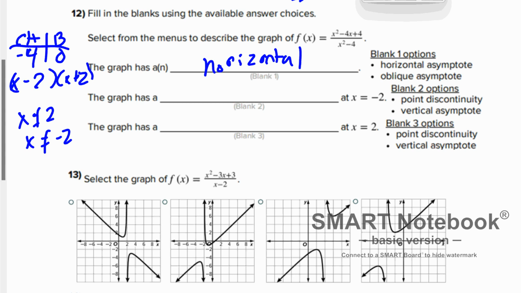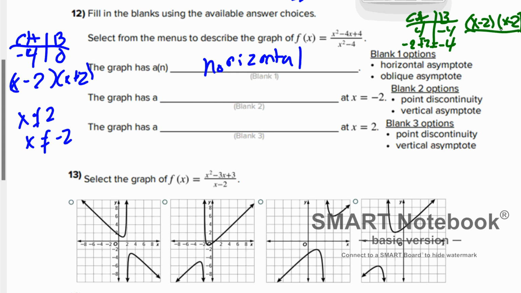But we do have to check, maybe it's a point of discontinuity. So we factor the top. The top has a 1, a 0, and a -4. So factoring that, what times what is -4 but adds to 0? That would be 2 and 2, but I need a -4, so they need to be opposite signs. So that'd be an x minus 2 and an x plus 2.